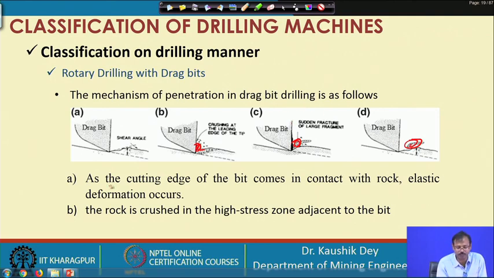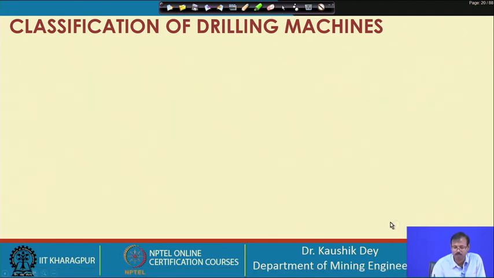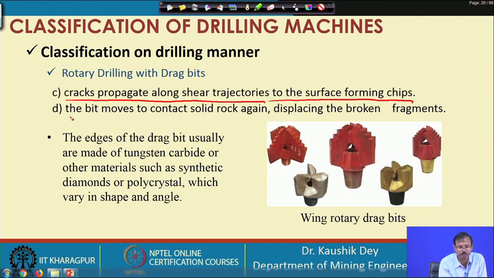So, the mechanism of penetration of the drag bit is that the cutting edge of the bit comes in contact with the rock, elastic deformation occurs, then the rock is crushed in the high stress zone adjacent to the bit, then the cracks are propagated along the shear trajectories to the surface forming chips. Then the cracks meet each other, form a chip, the bit moves to contact solid rock and the chips are taken out, and the bit moves again to contact the solid rock surface, which allows again the repetition of the process by crushing, then cracking and then chipping.